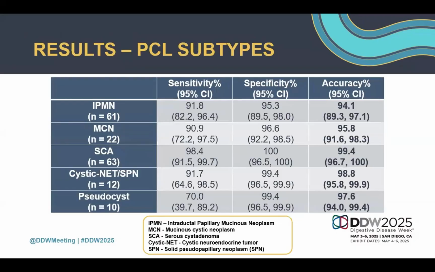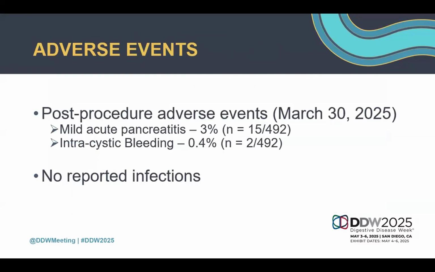This table shows the high diagnostic accuracy of EUS-nCLE in differentiating the pancreatic cystic lesion subtypes. And as we can see here, all the metrics were exceeding 90%. From an adverse event standpoint, nCLE is generally a safe procedure.